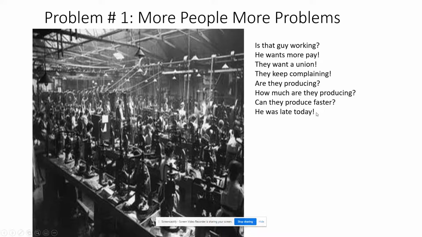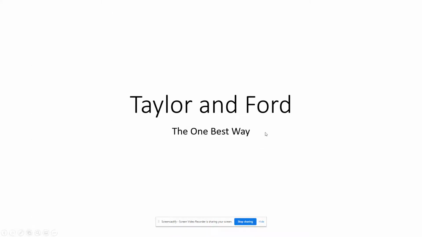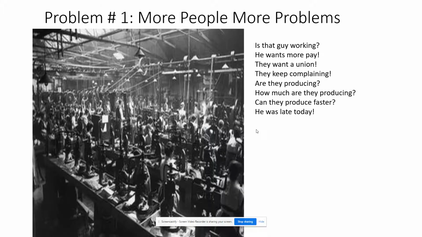You know, is that guy working? This guy's late. Can they produce faster? And so on. They want to create a union. They just keep complaining. So that creates the biggest problem, which is the point of the one best way: how are we going to get our workers to produce? And Taylor and Ford come up with two different methods to try to answer that particular question.